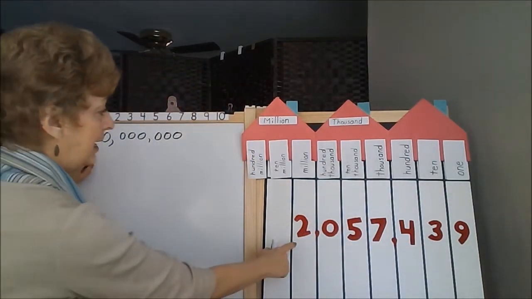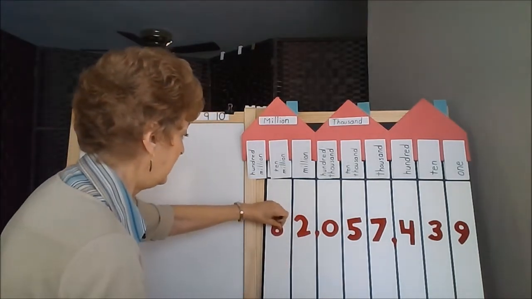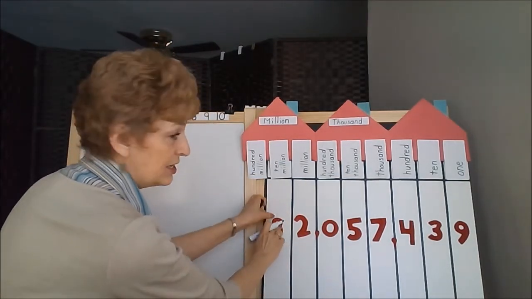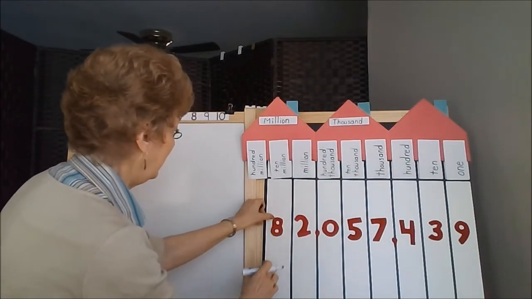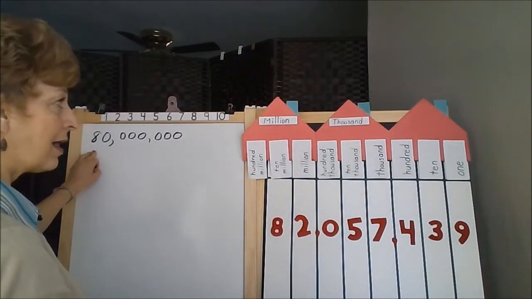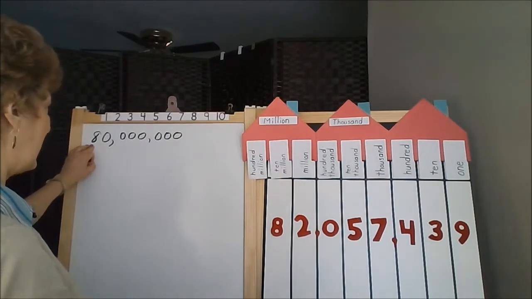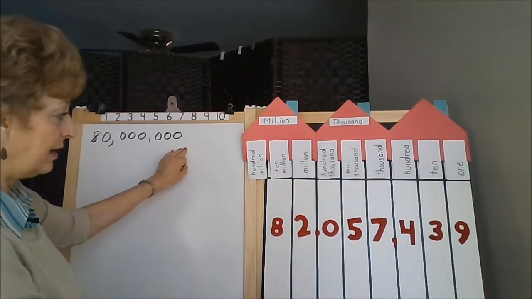So this 8, which does not want to stay on the board, is in the 10 millions column. So we would have 80 million. That's what this would be.